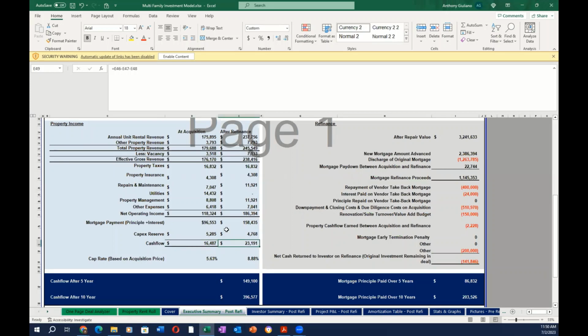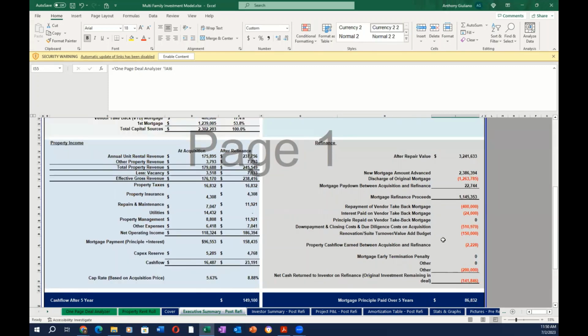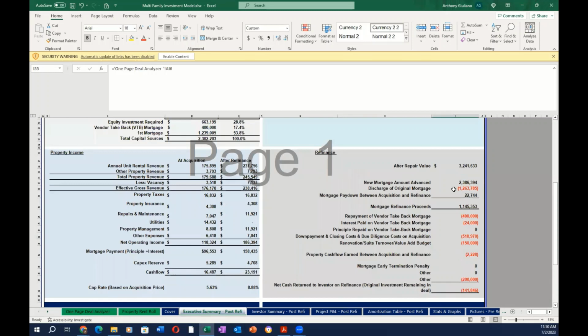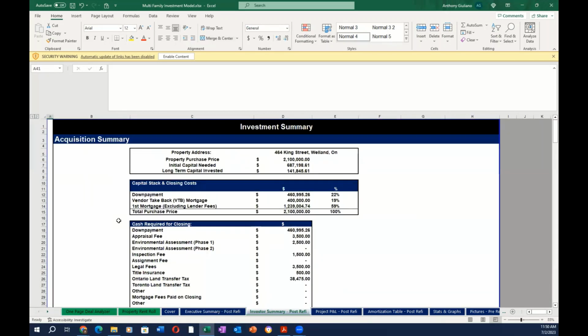Now think about it, you don't really have much money left in the deal at this point. And then your cash flow over 5 years and 10 years, and your cash flow and your mortgage principal paid down over 5 years and 10 years. And then this is really the summary of the deal shown here. Your after repair value, how the mortgage is getting discharged out, repayment of the VTB mortgage, and basically showing you how much money is left in the deal once you're ultimately done.